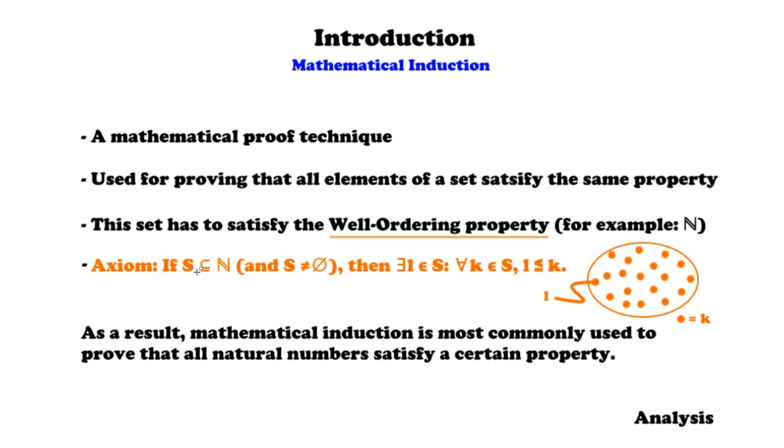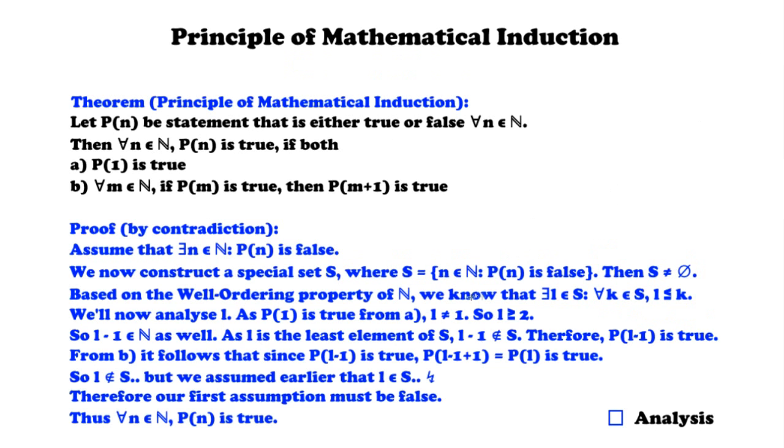And it says that if S is a subset of the natural numbers and S is not an empty set, so our constructed S satisfies these conditions, then there exists an L in S such that for all k in S, L is less than or equal to k. So there's a least element. So going back to our proof, we know that there exists an L in S such that for all k in S, L is less than or equal to k. This is just what follows from the well-ordering property.